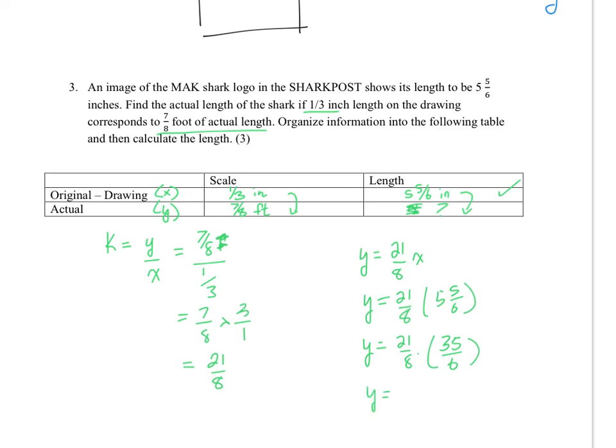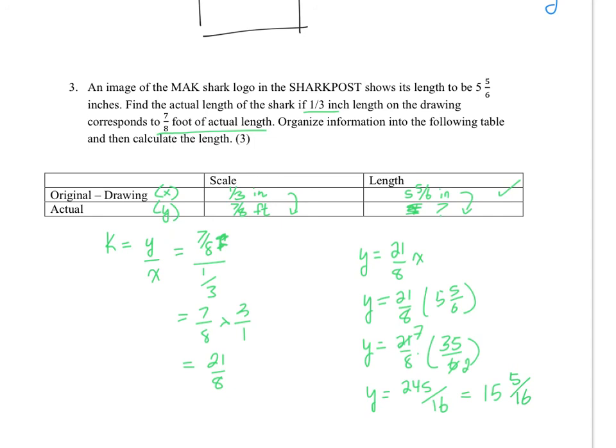There's a little bit of simplifying here. This can be 7, and this can be 2. So then I have 7 times 35, which is 245. And then I have 8 times 2, which is 16. Okay, so let's find a nicer fraction though. So that works out to 15 5/16. Okay, it wasn't really magic that 15 appeared. I actually had to do it on the calculator first.